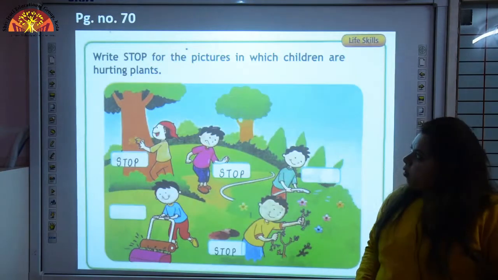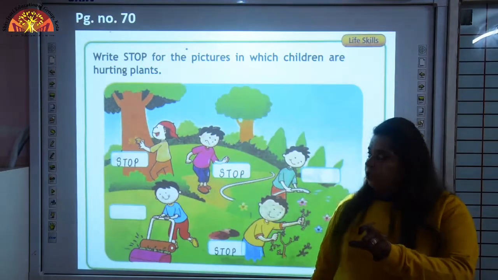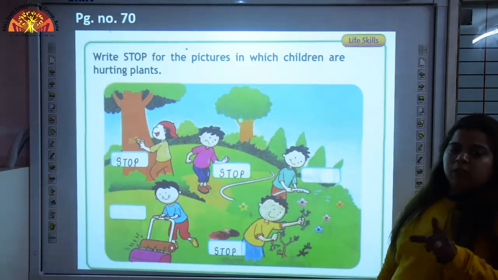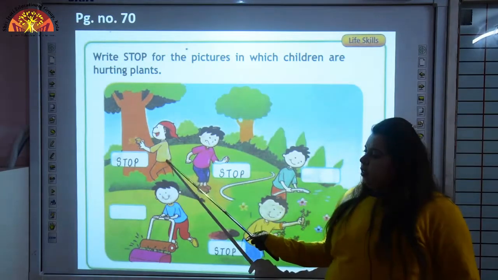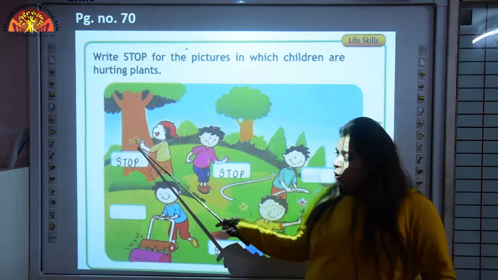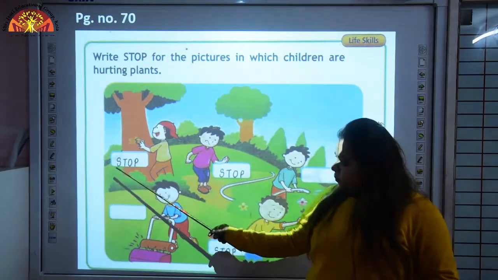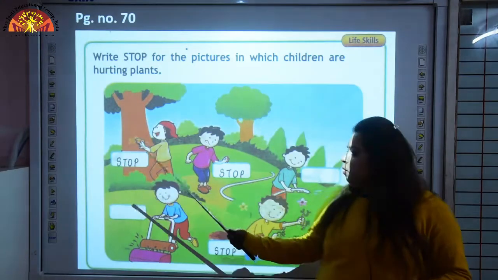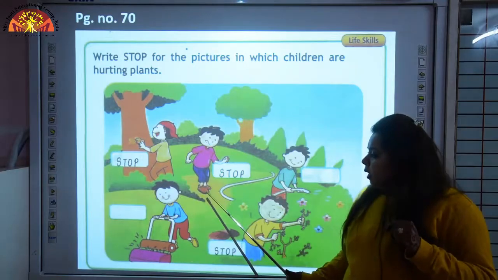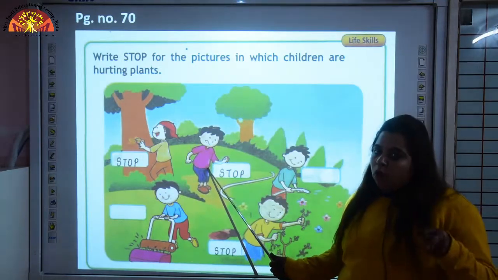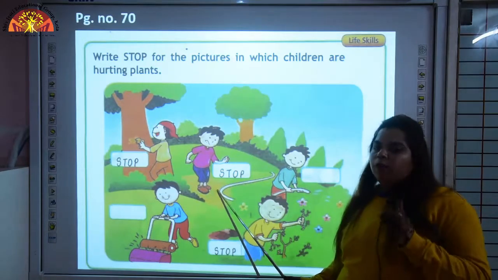Next question, children. Here we have to write stop to the pictures where children are hurting the plants. See, this child is scratching or writing something on the trunk of a tree. This is a bad habit. So, we will write stop over here. See, he is plucking leaves and he is throwing them here and there. So, this is wrong. We should not hurt plants. So, here we will write stop.